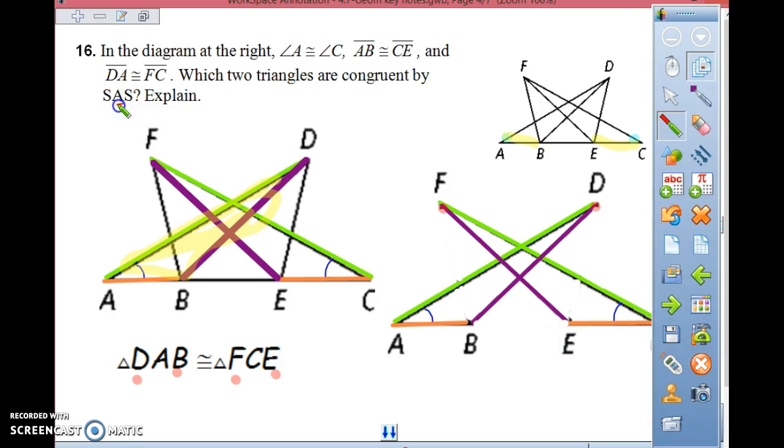The other thing we should check is to see if that angle is included. So notice this blue angle is between the green and the red. So that works out.